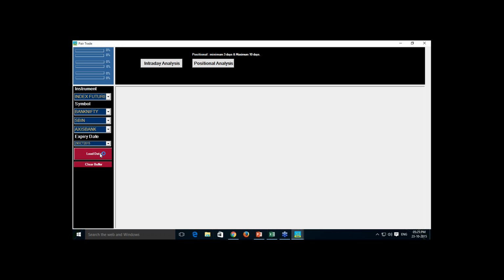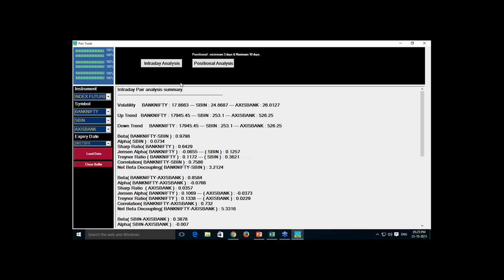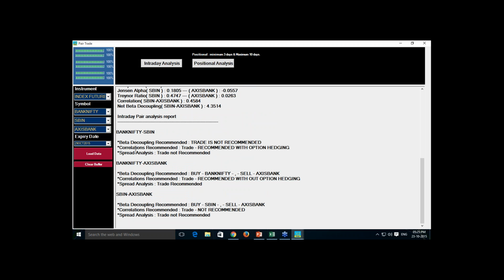So those who are using the pair trade software have an intraday analysis whenever they go for that. It is beta decoupling: what the decoupling value is, and whether that decoupling is allowing a specific trade to initiate. For Bank Nifty and SBI, intraday it is not recommending anything, but for Bank Nifty and Axis it is recommending, and for SBI and Axis also it is recommending. Sometimes it recommends without option hedging, sometimes with option hedging, or sometimes correlation says that you should not enter a trade.